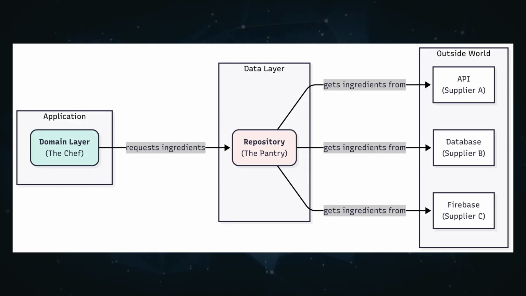So what is a repository? Think of your application's business logic, the domain layer, as a head chef in a fine dining restaurant. The chef needs ingredients, like a list of products, but the chef should never have to know or care where those ingredients come from. Does the beef come from the local farm, the big supermarket, or the supplier across the country? The chef doesn't care. The chef only wants to walk into the kitchen's pantry, ask for beef, and get high-quality beef every single time.